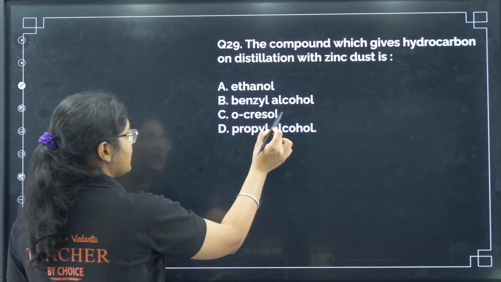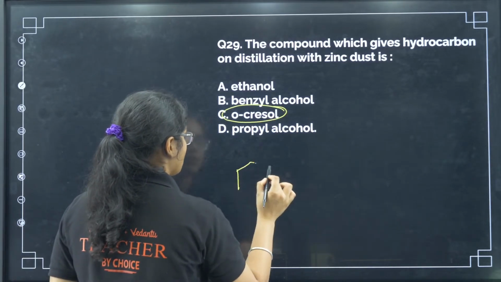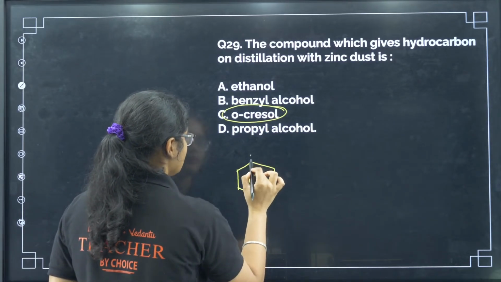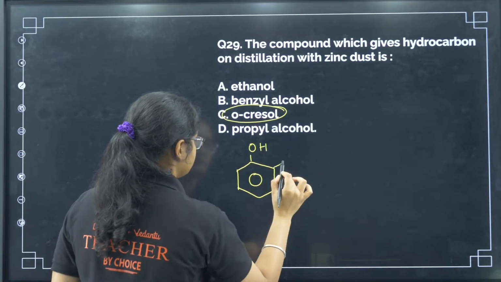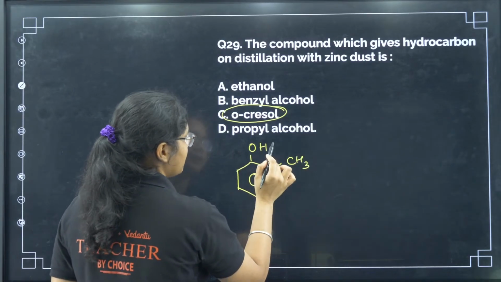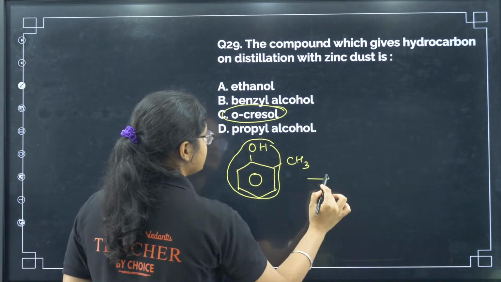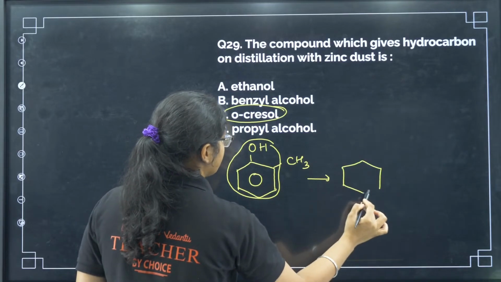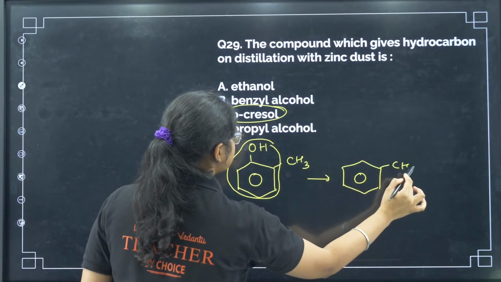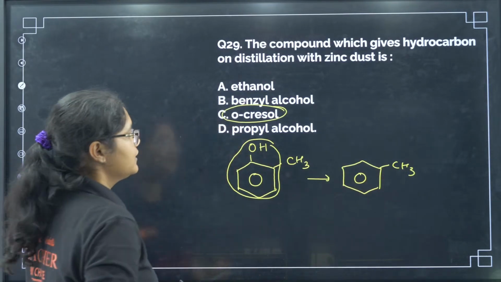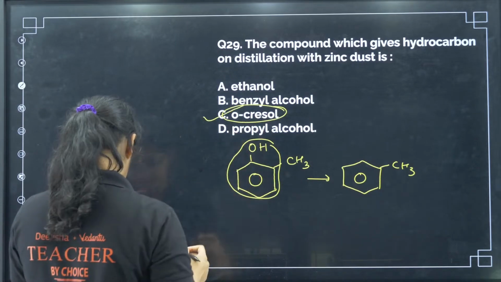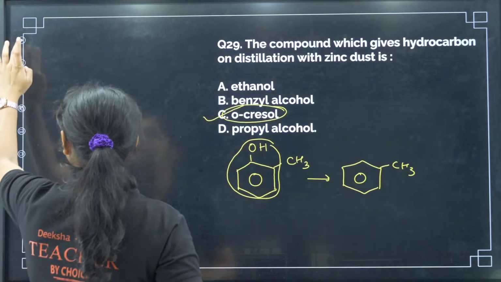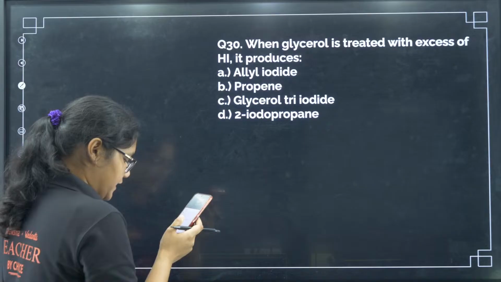Yes. So if you see orthocresol, what is orthocresol? Phenol is there and you have a CH3 group here. So you should remember that phenol with zinc dust will give you benzene, right? So I will get toluene here, which is definitely a hydrocarbon. So the correct answer will be option number C here. Yes, Shagufta is correct. Manish is correct.